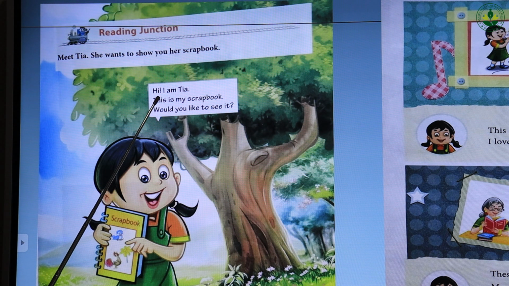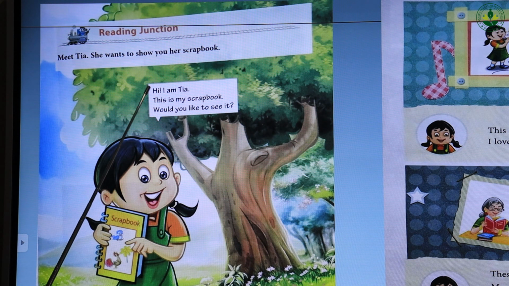This is my scrapbook. Would you like to see it?